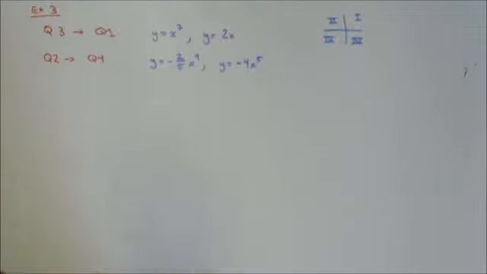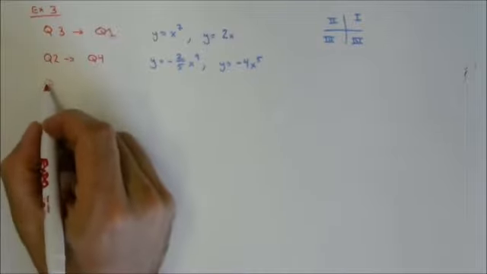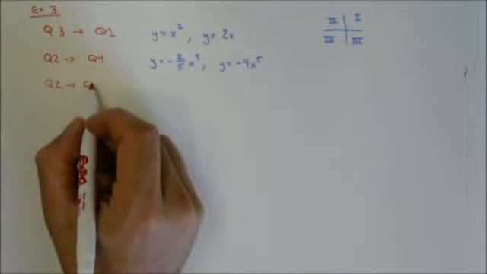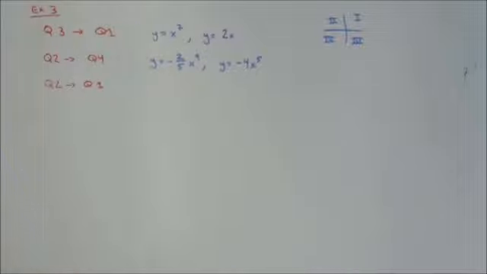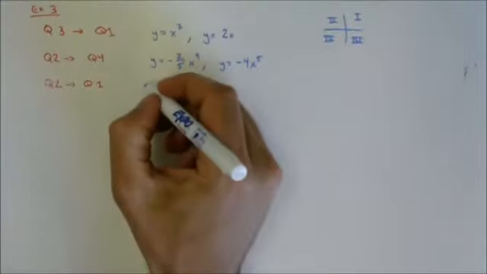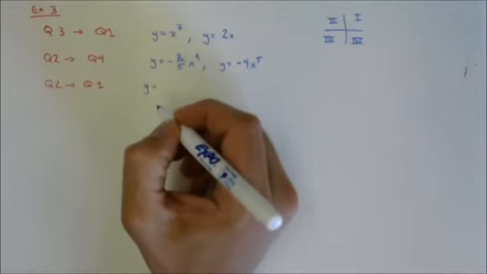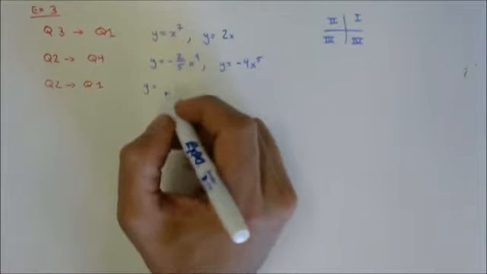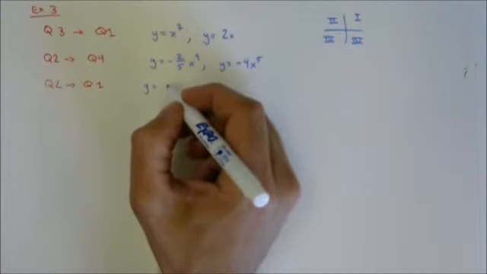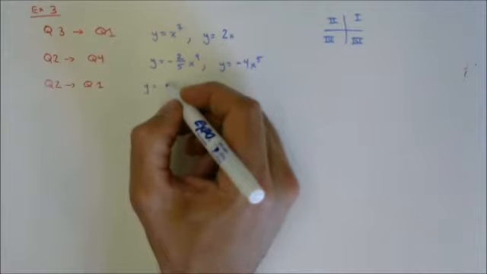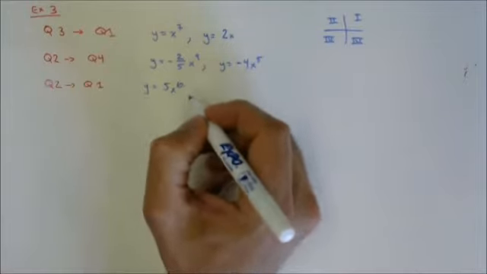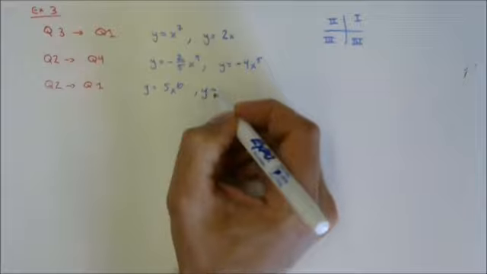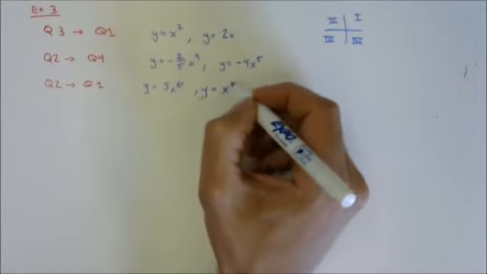Next, we're going from Q2 to Q1. So it starts and stops up. What type of function are we looking for? Positive quadratic. Positive quadratic would be fine. Even exponent. Yeah. So what do we have? We have y equals 5 x to the power of 6, and y equals x to the power of 10.